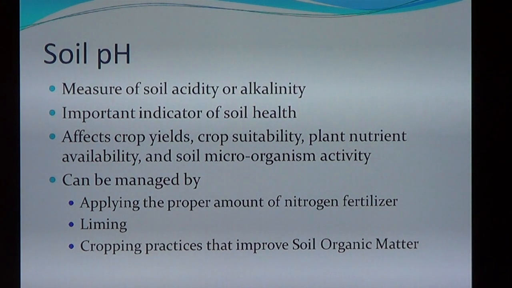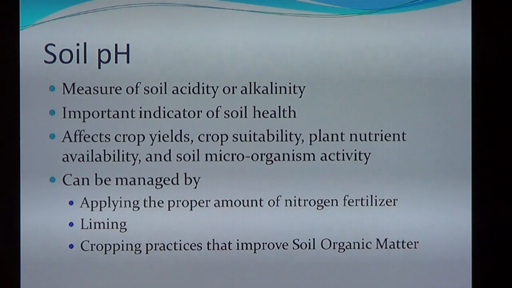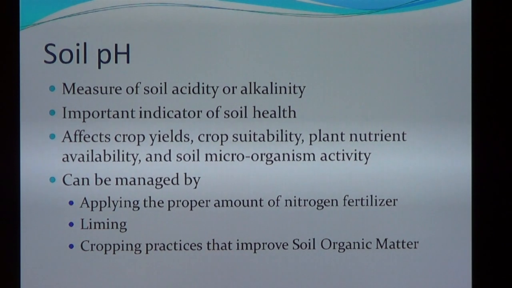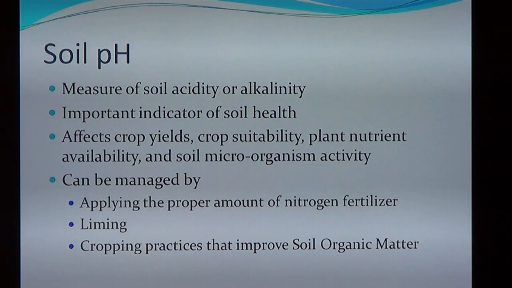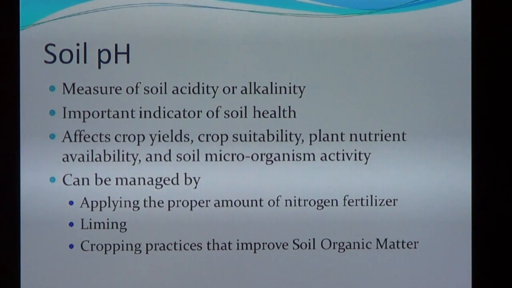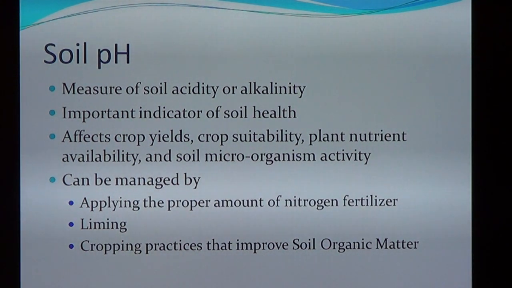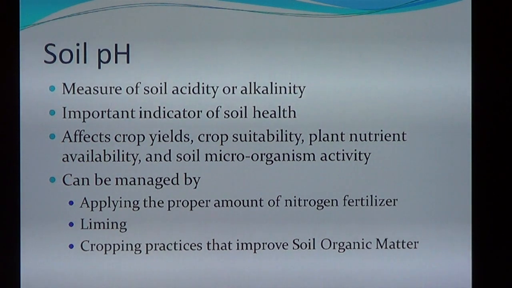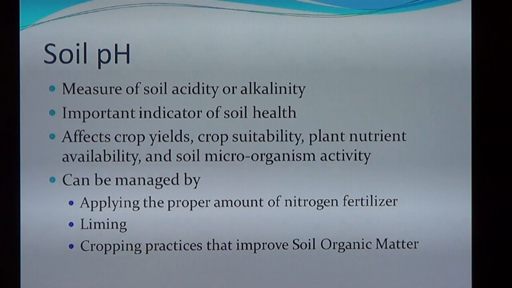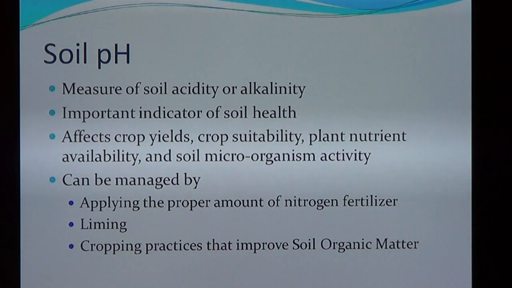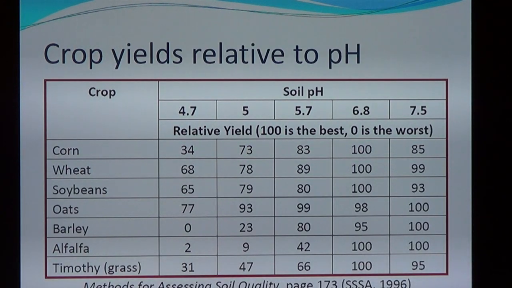Important indicator of soil health. Why? Well, it affects our crop yields, suitabilities. Again, nutrient availability is affected by pH. Do we manage it? Yep. How do we manage it? Well, we introduce man-made nitrogen into the system. We introduce lime. We do different things to keep that pH range. And where do we want it? What's an optimum range for pH? Yeah, 6 to 8 is a good one.